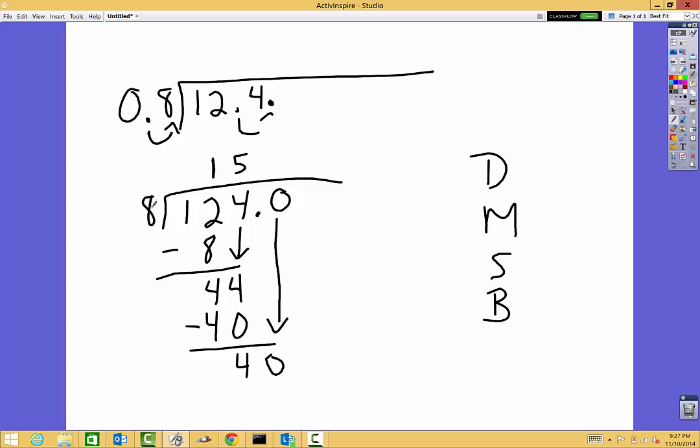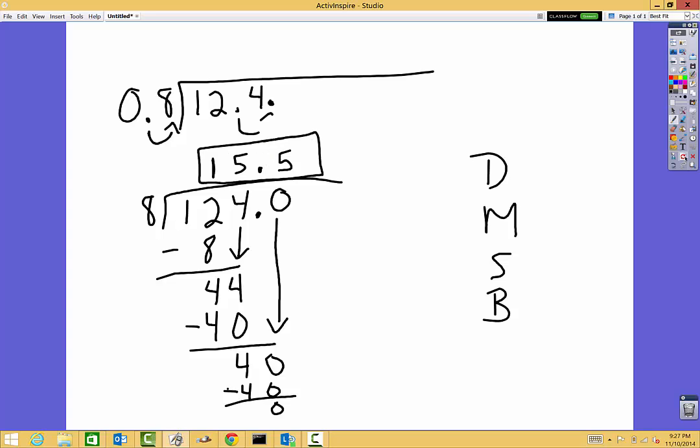Now I can bring down 8 goes into 40 5 times. 5 times 8, that is 40. Subtract 0, there's nothing to bring down. Is my answer 155? Well, it's not, because remember I have this decimal, and when I divide it, I always bring that decimal straight up. Now my answer is complete. 0.8 as my divisor, 8/10. When I have 12 and 4/10 as my dividend, my answer is 15 and 5/10, or 15 and a half.